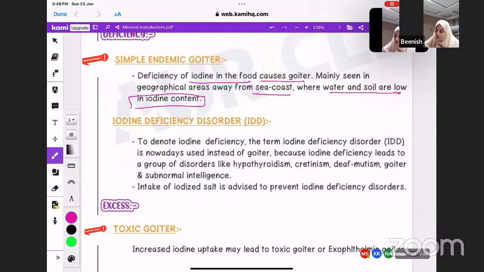Now, iodine deficiency disorders. To denote iodine deficiency, the term iodine deficiency disorders refers to a group of disorders like hypothyroidism, cretinism, deaf mutism, goiter, and subnormal intelligence. Intake of iodine or iodized salt is advised to prevent iodine deficiency disorders. So that is why you need to take iodized salt.